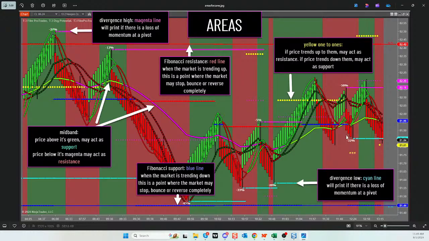The light pink dotted lines are small swing 1-to-1s, and unless you're trading the NASDAQ, they're pretty insignificant. So much so that they don't work their way into the areas.